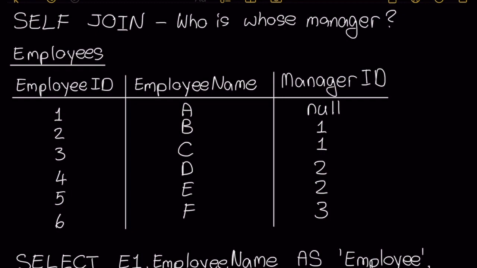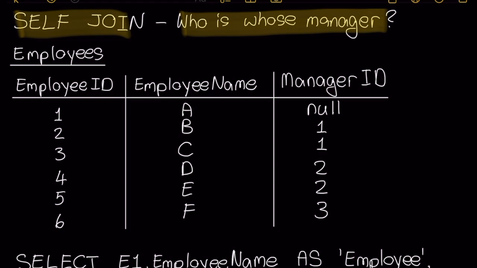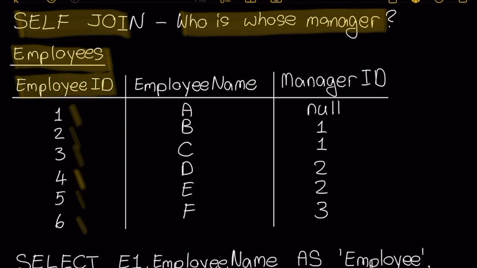Lastly, let's look at self-join. Who is whose manager will be the question that we use to visualize this. Again, we have to have a new table here to demonstrate this. So the table's name is employees. We have the employee ID, 1, 2, 3, 4, 5, and 6. We have employee names A, B, C, D, E, and F. And the manager ID, null, 1, 1, 2, 2, and 3. The reason we have null here for A is because A is the boss. He does not have a manager.